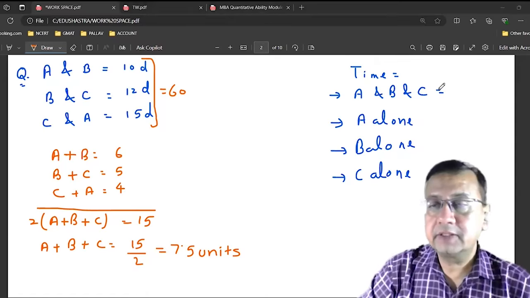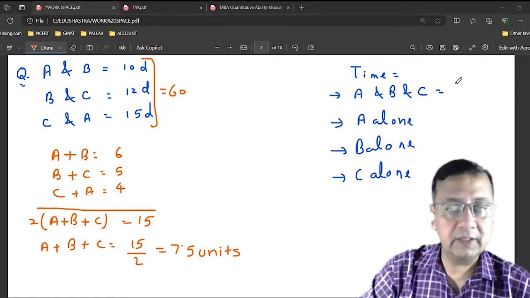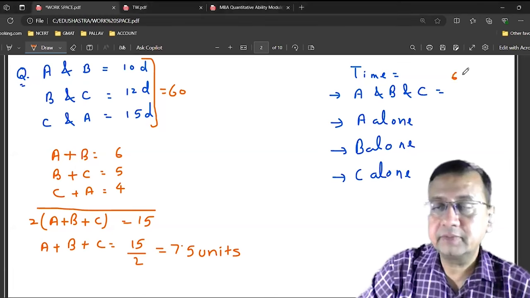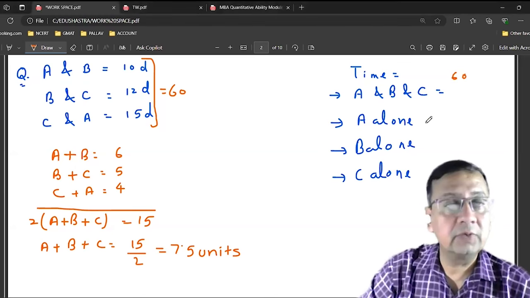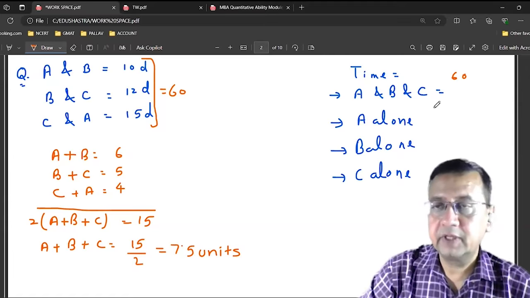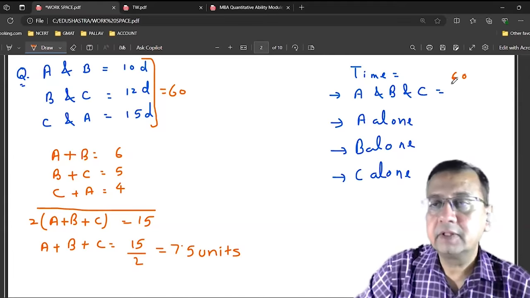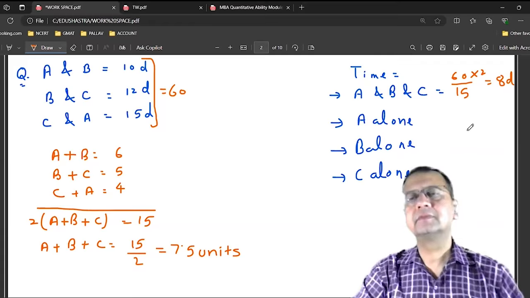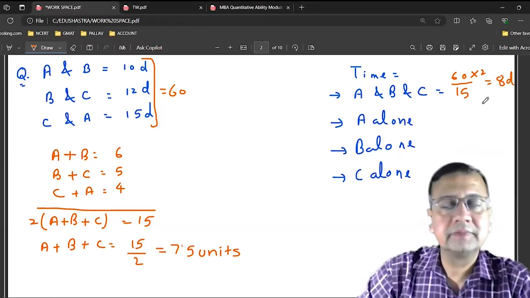So if A, B, and C all three are working together, I want to find the days. Total work is 60 units. And I can say this is 15 by 2 or 7.5. So 60 divided by 15 by 2 is coming out to be 8 days, right? Getting this?